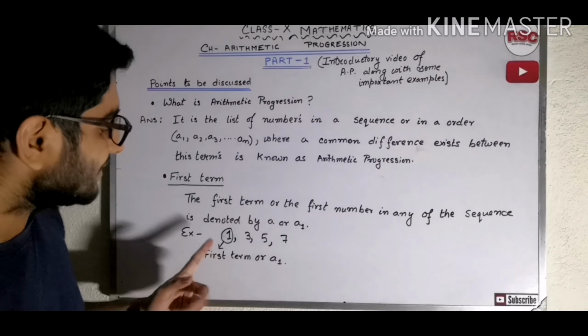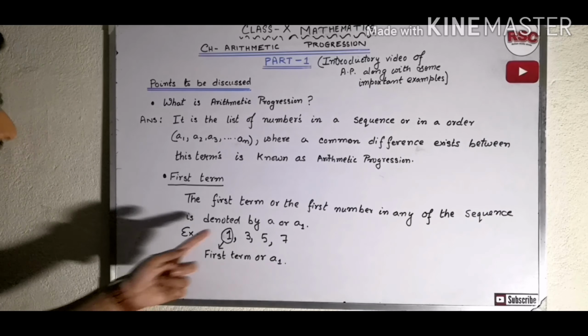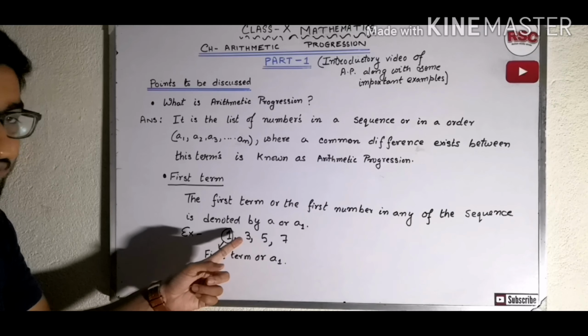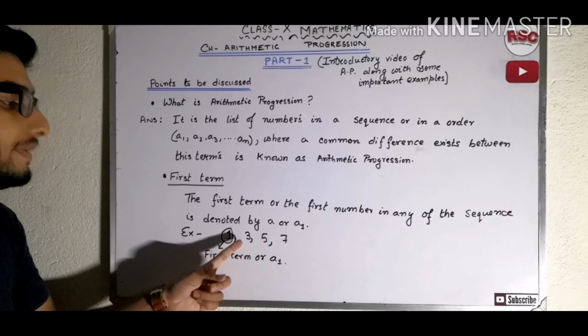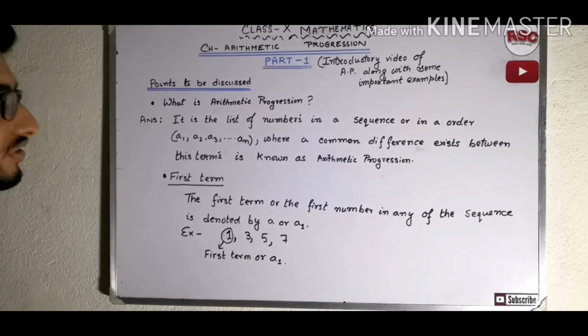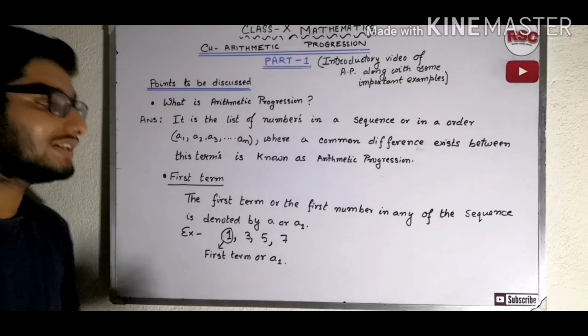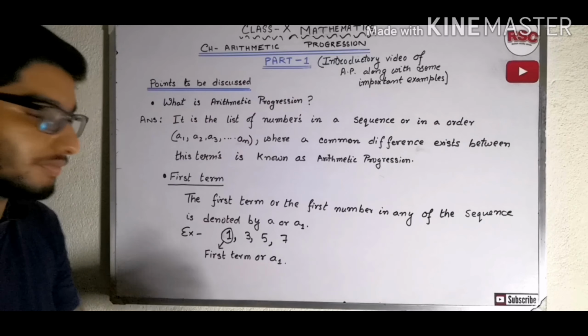Let us take one example. 1, 3, 5, 7. See over here, the gap between 1 and 3 is 2. The gap between 3 and 5 is also 2. The gap between 5 and 7 is also 2. So the common difference must be the same. That's why it is called the common difference.